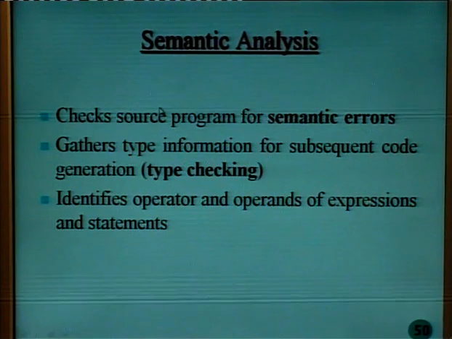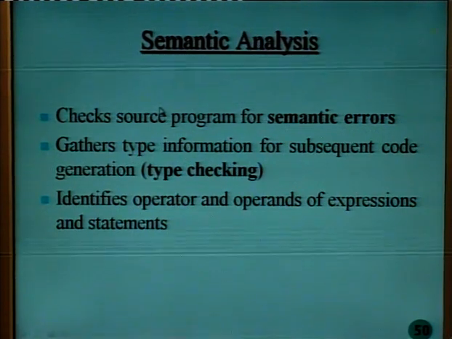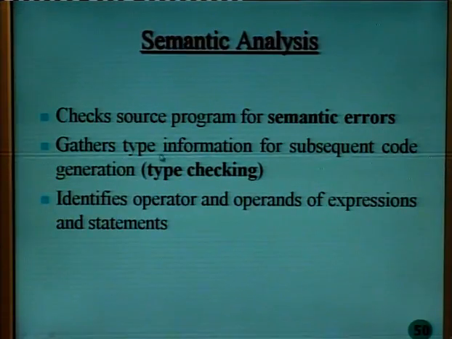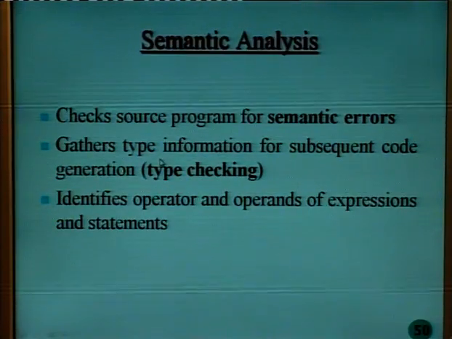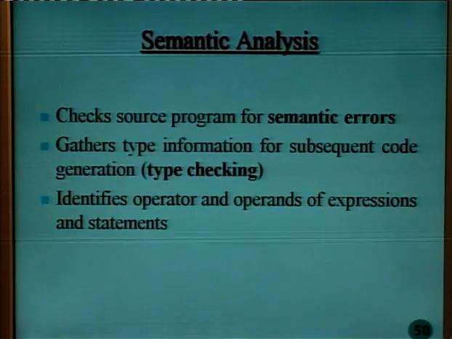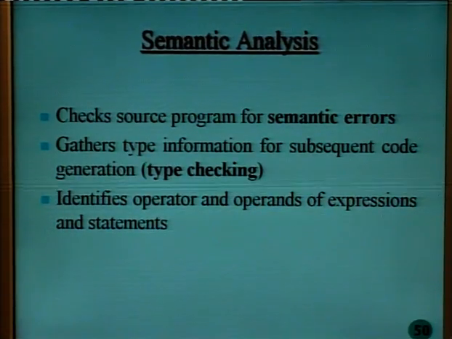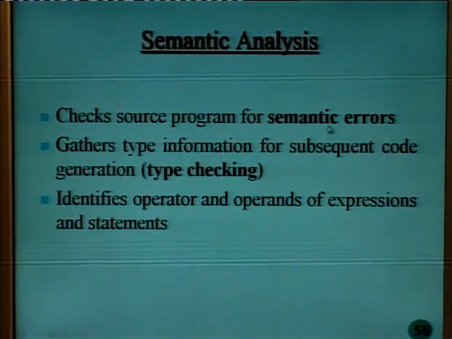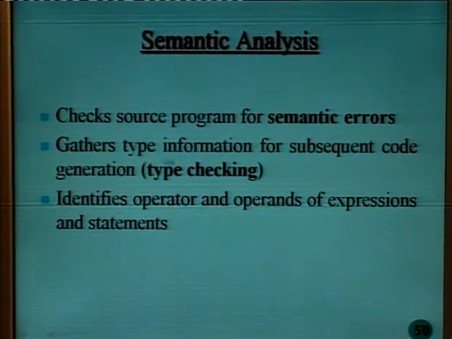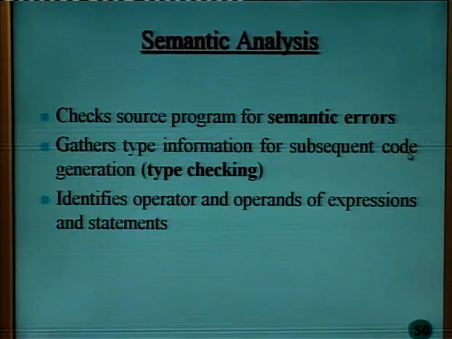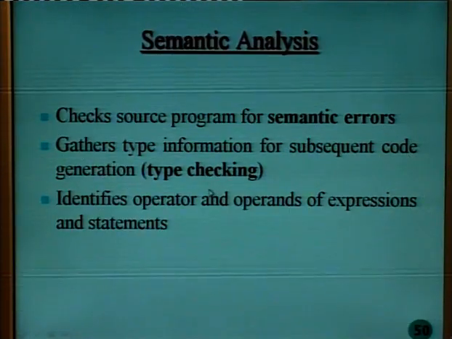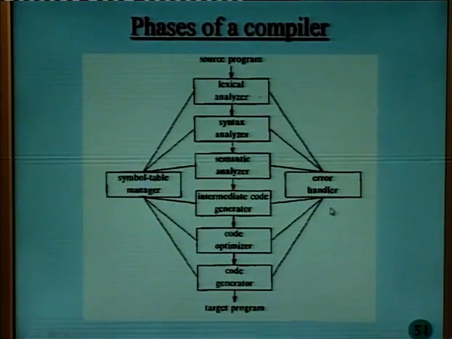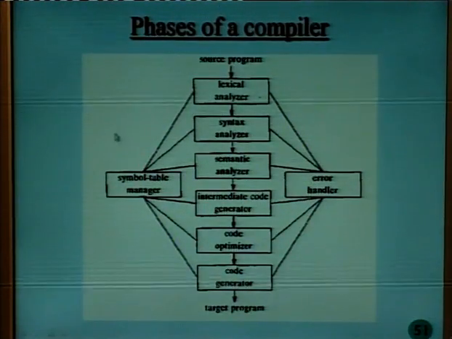Then semantic analysis, semantic means what is actually the meaning. Suppose I write int I, so that will reserve a 2 byte space with the name I. I is the variable whose value is varying. So we check the source program for semantic errors, and that will gather type information for subsequent code generation, like type checking, identifying the operator and operand of expressions and statements. So these are the different phases of the compiler.